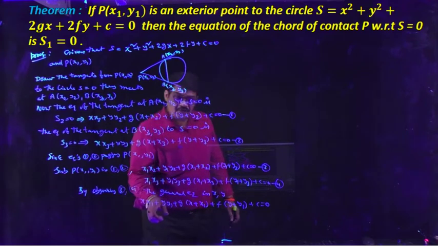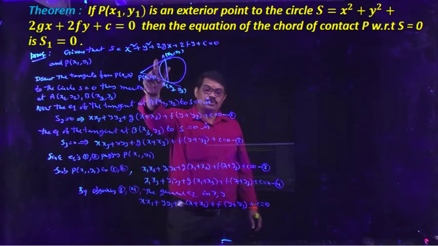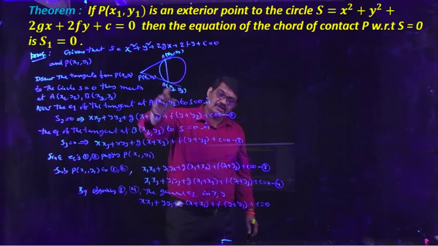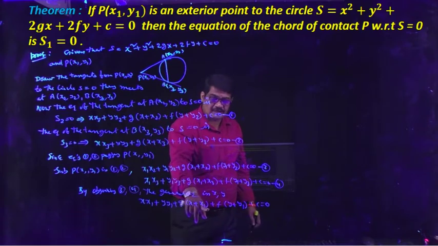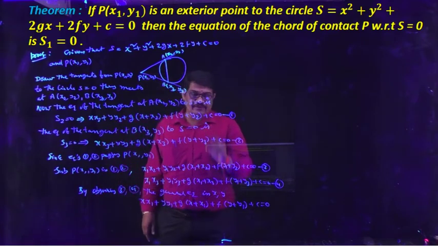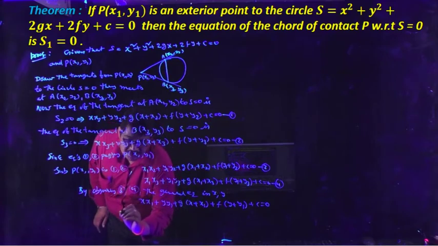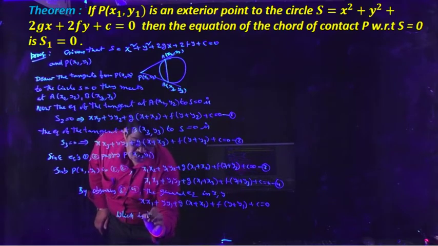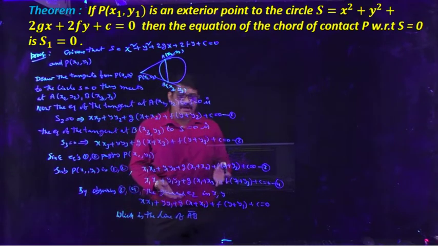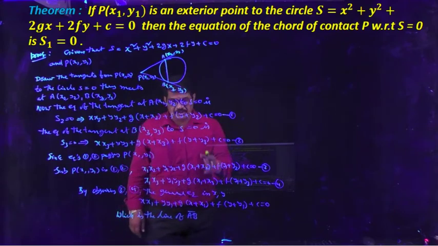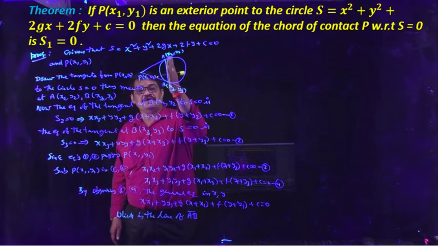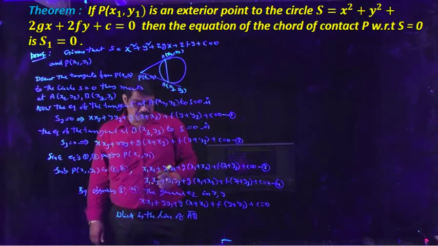So this equation passes through these two points A and B. The A point lies on this equation and the B point also lies on this equation. Since A and B satisfy this equation, this equation represents the line AB. So the line AB is the chord of contact of P with respect to the circle.